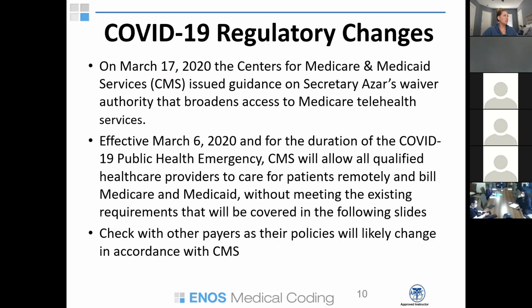The big change occurred on March 17th when CMS issued guidance on Health and Human Services Secretary Azar's waiver authority that broadens access to Medicare telehealth services. The important thing to note is that you may backdate and go back and capture services that you may have rendered as long as they fit the criteria and are documented for dates of service on or after March 6, 2020. And these temporary rules will continue for the duration of the COVID-19 public health emergency until HHS declares that there is no longer a public health emergency. We're going to be under these new rules, so we'll have to be careful and watch for that date to occur sooner than later, I hope.